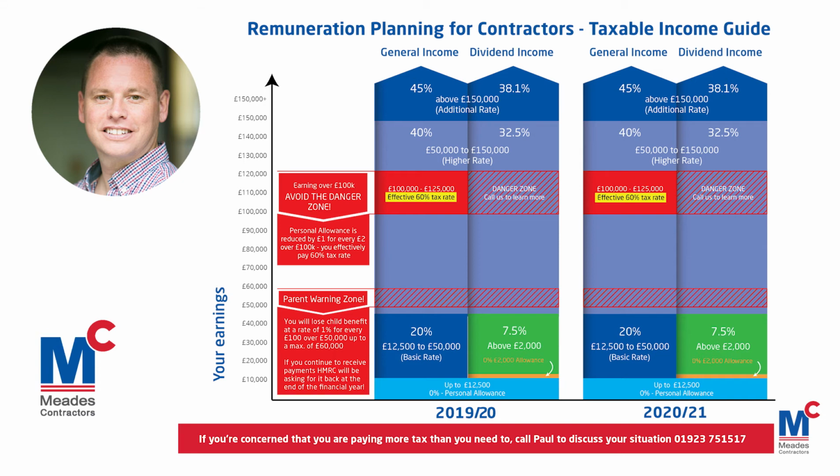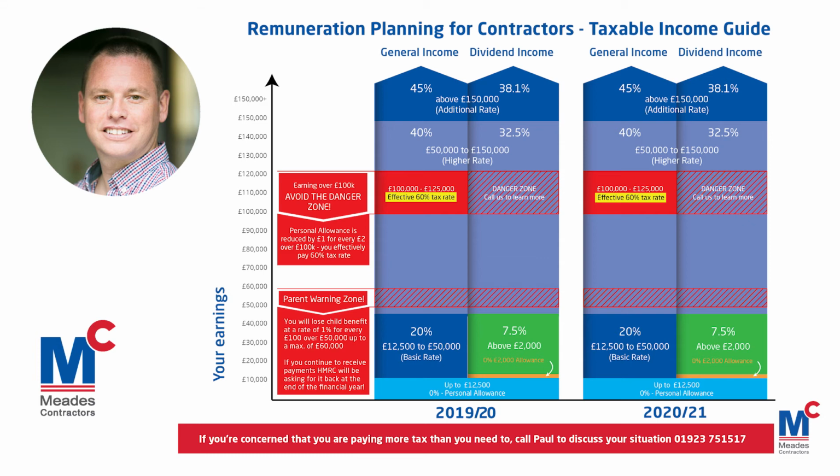Important to note, the parent warning zone between £50,000 and £60,000 remains the same, and that is because in this area, for every £100 that you earn over £50,000, you lose 1% of your child benefit claim, which you have to therefore repay as part of the self-assessment process, which you pay tax every January and possibly July.